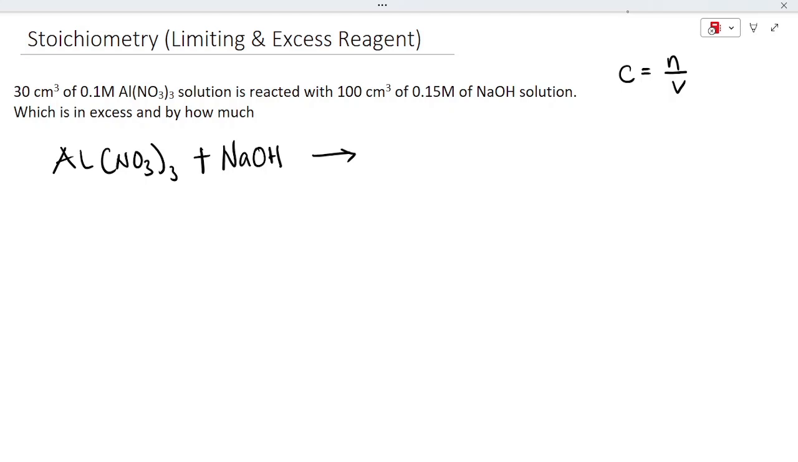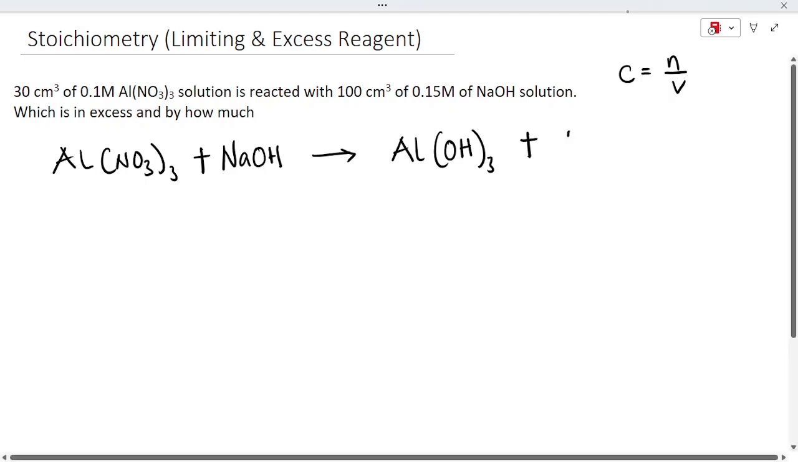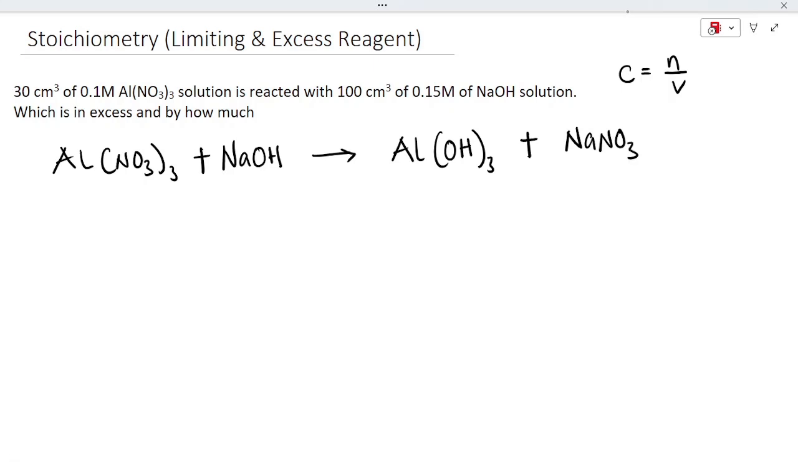However, you need to remember to write their chemical formulas properly. For example, aluminum hydroxide, you are going to be writing it as Al(OH)3. If you write the wrong formula, then what you're going to calculate is most likely going to be wrong. Check out my previous videos on how we get the formula of compounds using their oxidation number. Alright, and then sodium nitrate is simply NaNO3.